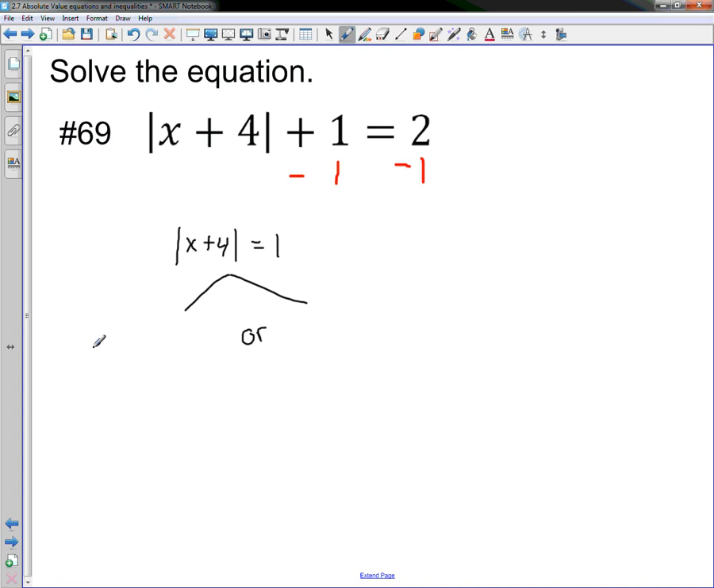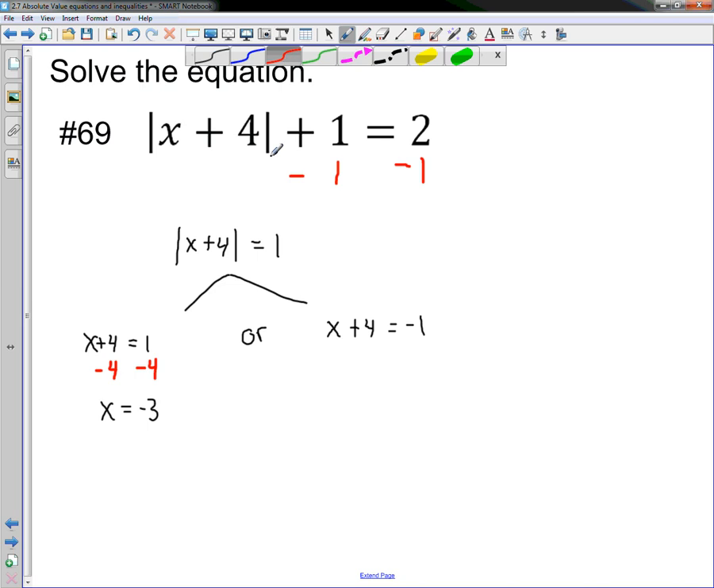So our two equations we're going to have is x plus 4 is equal to 1. Absolute value of 1 is 1. But we can also have x plus 4 is equal to negative 1. Because the absolute value of negative 1 is 1. All we have to do is solve. So subtract the 4 over. And we have x equals negative 3. On our second one, we're going to subtract 4 over. And we have x equals negative 5.